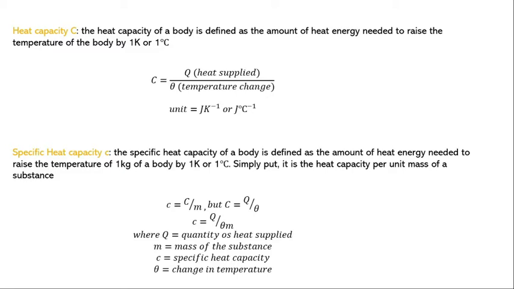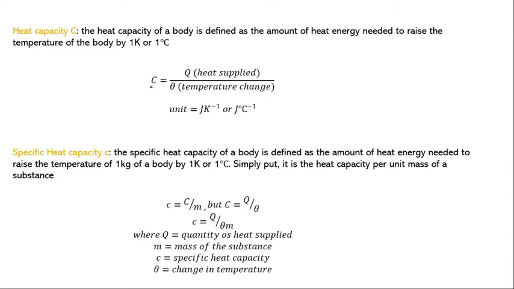All right, so we want to look at what heat capacity is. Heat capacity is denoted by capital C. Now, the heat capacity of a body is defined as the amount of heat energy needed to raise the temperature of the body by 1 Kelvin or 1 degree Celsius. So if we have any body, let's say a solid or a liquid, the amount of heat that you apply to it before you are able to raise the temperature of that particular substance or matter by 1 Kelvin or 1 degree Celsius is what we term the heat capacity.